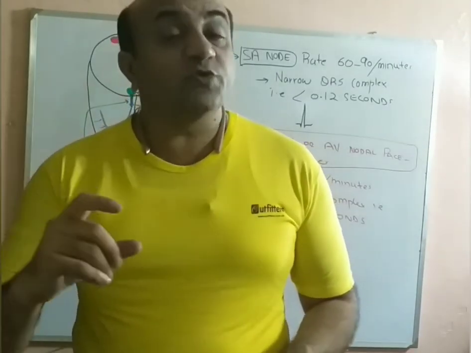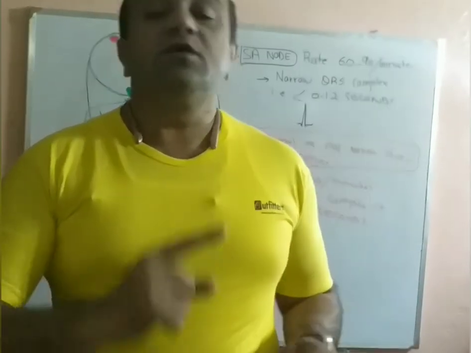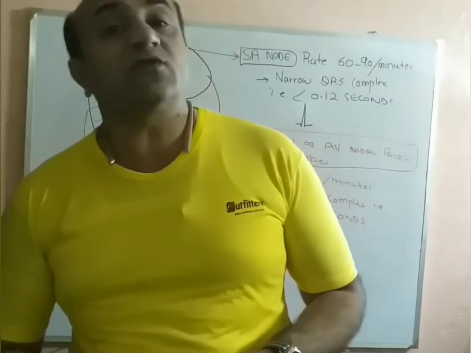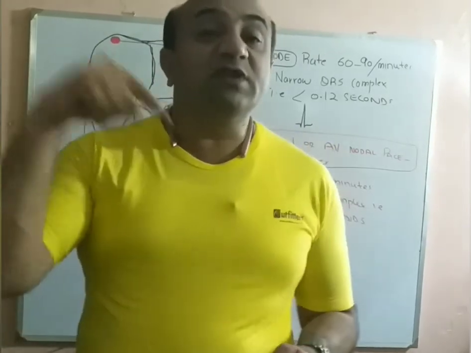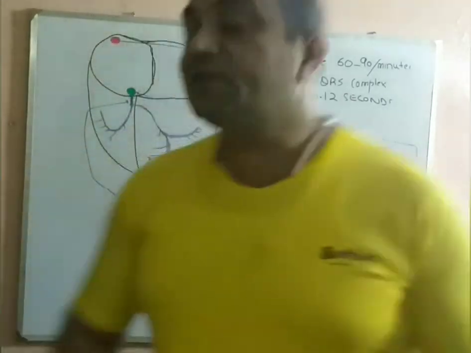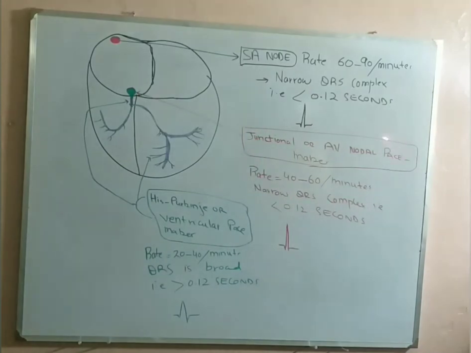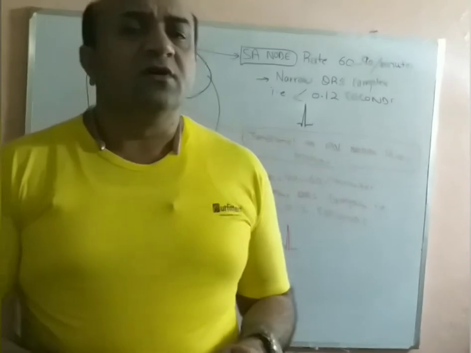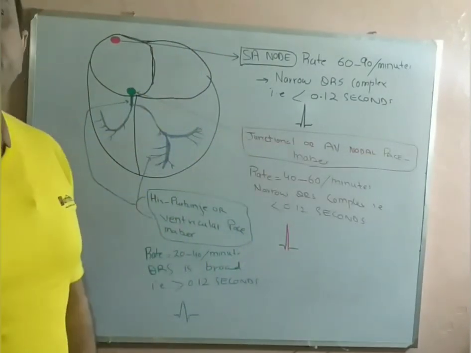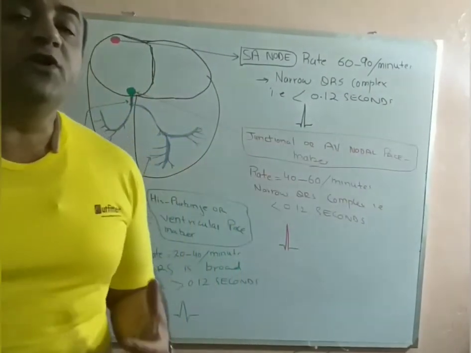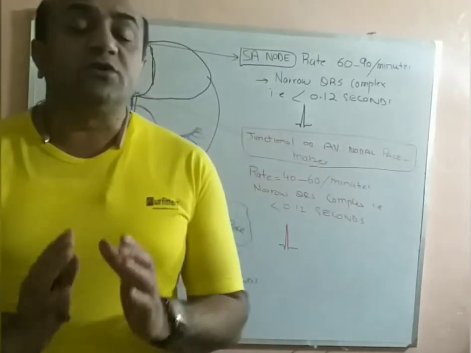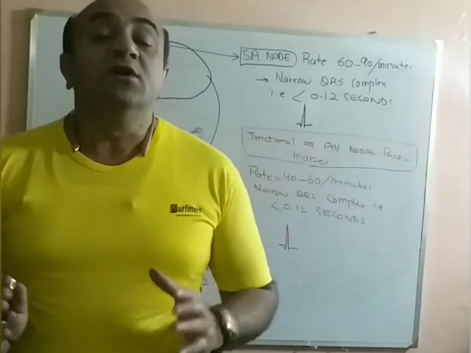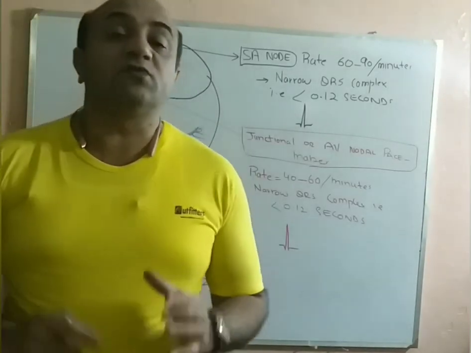The ECG tracing will be very specific. How? There will be no association between the P and the QRS complex. The QRS complex can be narrow or broad. Narrow, in case the active pacemaker is the junctional pacemaker; then it would be at a rate of 40 to 60 per minute. And the QRS complex will be broad if the activated pacemaker is the ventricular pacemaker. Then it would be at a rate of 20 to 40 times per minute, and the QRS will be broad. It will be more than 0.12 second, more than 3 small boxes.